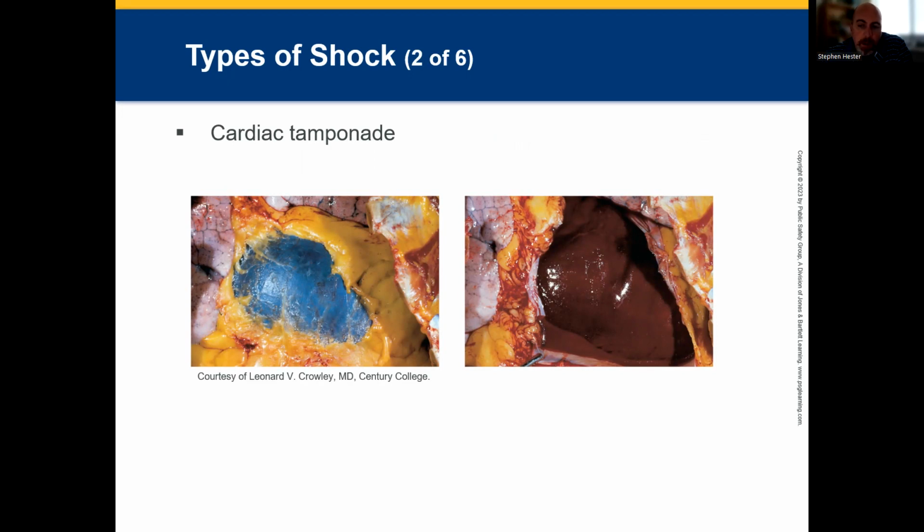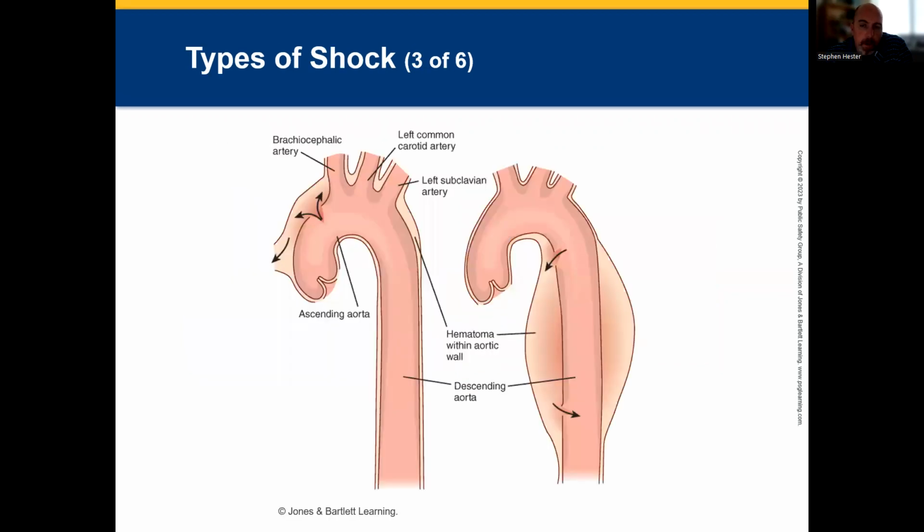On the left, the pericardial sac opens, showing clotted blood surrounding the heart, which compressed the heart, preventing filling of the right ventricle in diastole. All right, this shows a thoracic aortic dissection. The picture on the left shows a tear in the ascending aorta, which causes proximal and distal dissection. And B shows a tear in the descending aorta, which can cause extensive distal dissection.